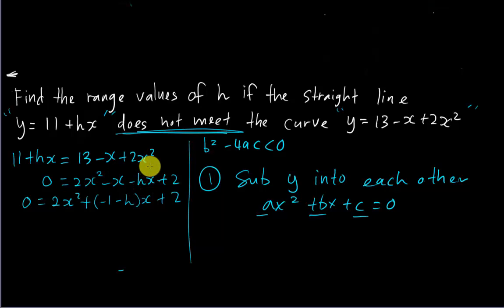Then from here, it's quite obvious that this is my A, this is my B, and this one is my C. A is always the term beside the x squared, B is always the term beside the x, and C is always the term that is only a number and does not have x.